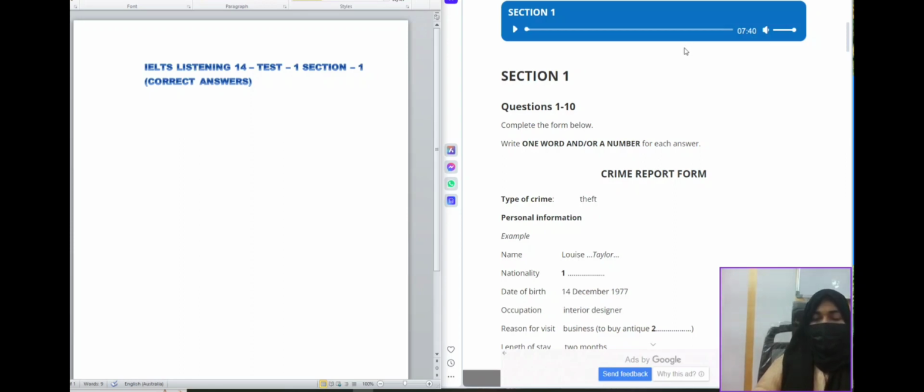Now I'm going to start. Look at the questions first. This is section 1 from IELTS 14. Okay, see the instruction. What is the instruction? One word or a number. So here we can write one word, or a number, or a word along with a number. Got it?